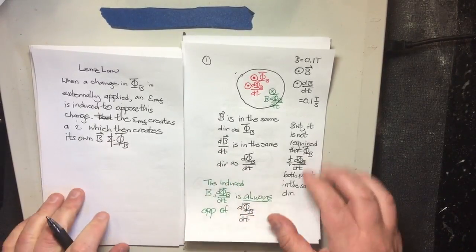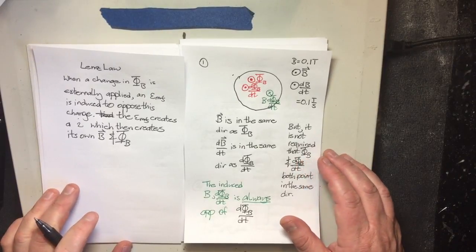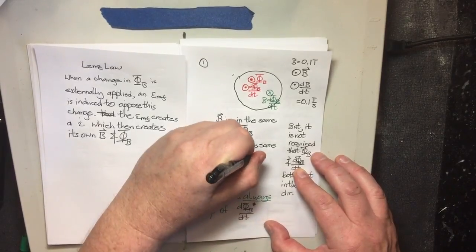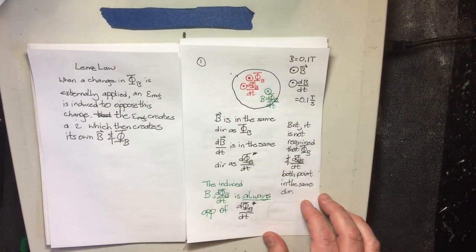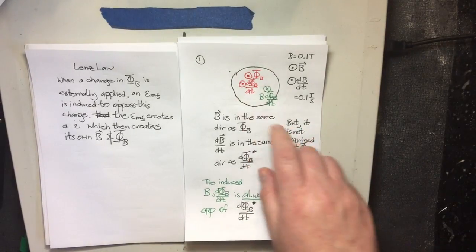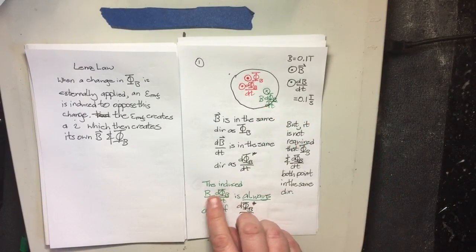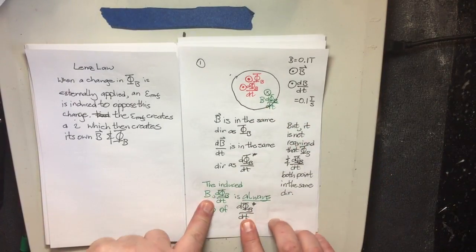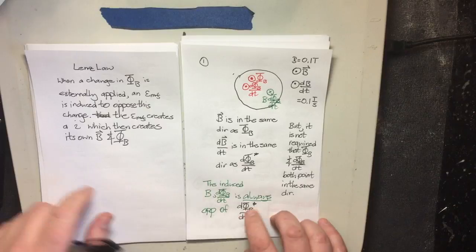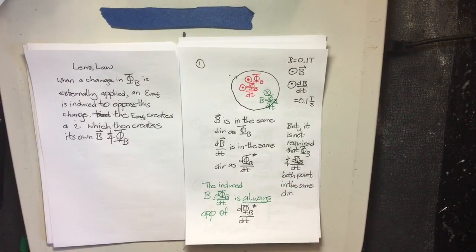Now, one thing I don't like about the overhead projector is it sucks out the color. On the video, you can see it. Those two are the same quantity, which is this. This is the same as these. These are always opposite. The external change in magnetic flux with respect to time is always opposite of the induced flux with respect to time.